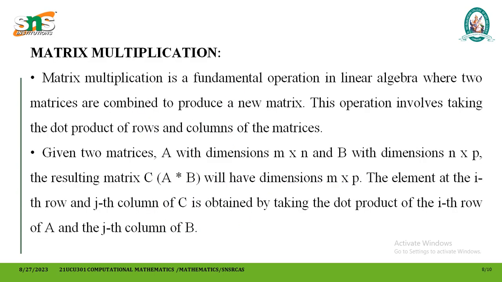And the next one is matrix multiplication. Matrix multiplication is a fundamental operation in linear algebra where two matrices are combined to produce a new matrix. This operation involves taking the dot product of rows and columns of the matrices. Given two matrices, A with dimension m cross n and B with dimension n cross p, the resultant matrix C, that is A star B, will have a dimension m cross p. The element of the ith row and the jth column of C is obtained by taking the dot product of the ith row of A and the jth column of B.